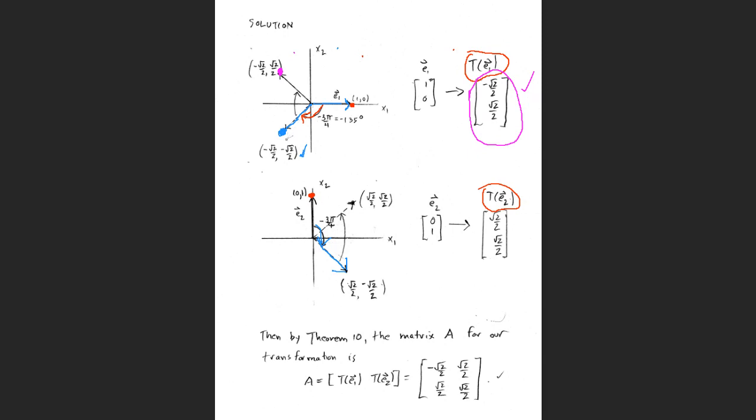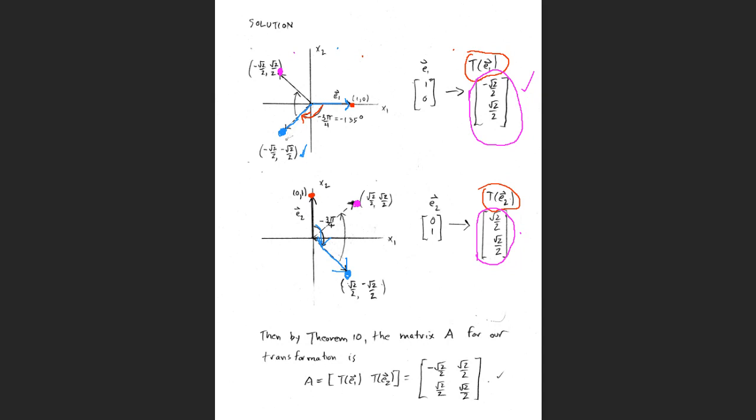But then what are we doing with that point? Well, we're reflecting it about the x1 axis. And when we do that, that gets us up here to positive root 2 over 2, positive root 2 over 2. And that then is the transformed E2 unit vector. Okay, so that's how you handle those kind of situations where you have multiple transformations in conjunction with each other.